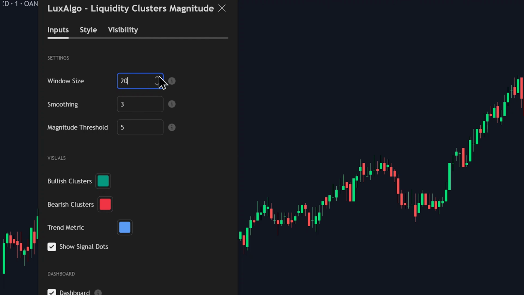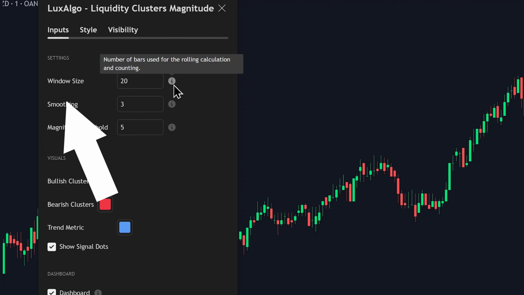A larger window will focus on bigger, more established levels. A smaller window will react to more local, short-term liquidity clusters. If you are day trading, you may want a smaller window so the indicator reacts faster to recent price action. If you're swing trading, a larger window can help you focus on more important historical zones.